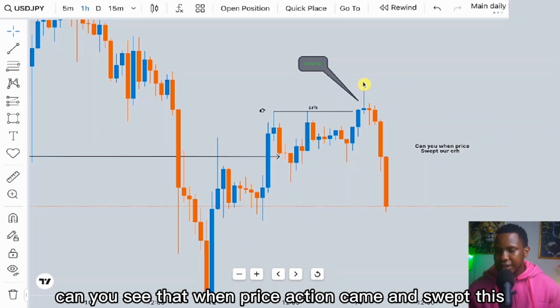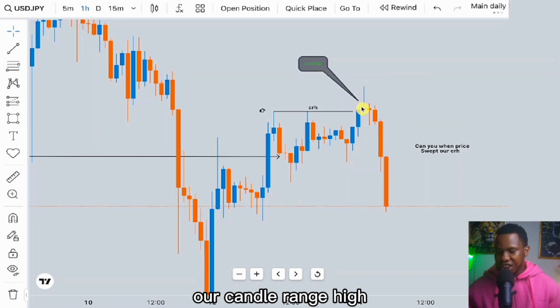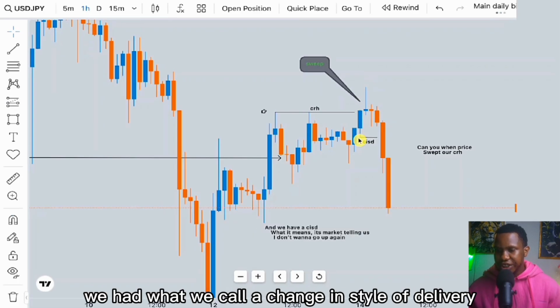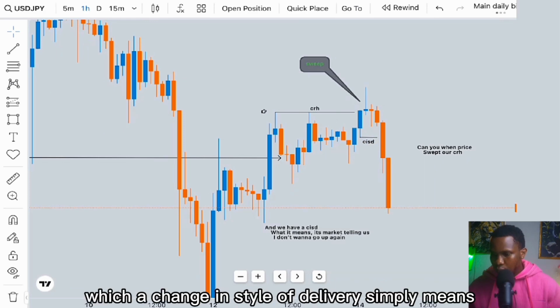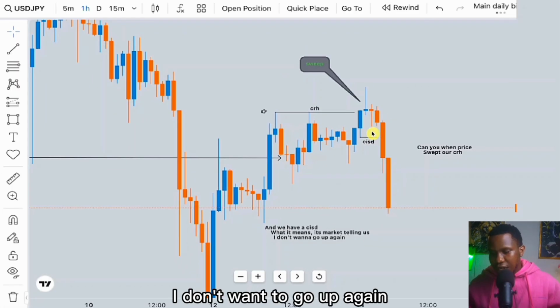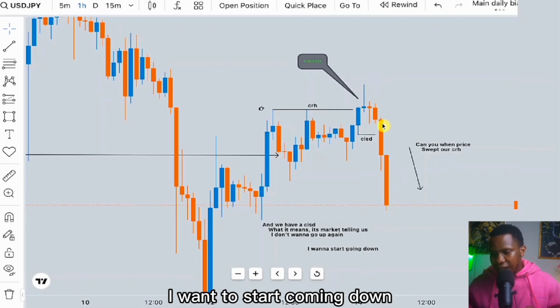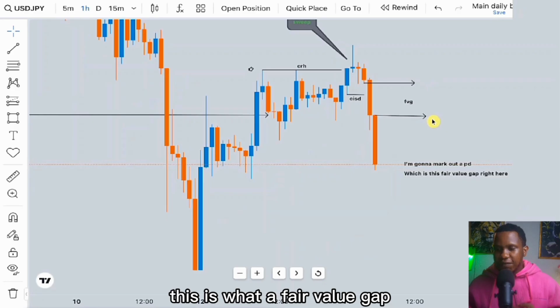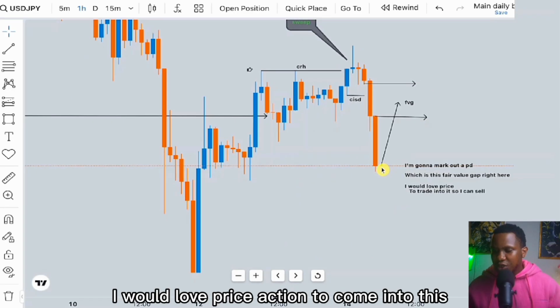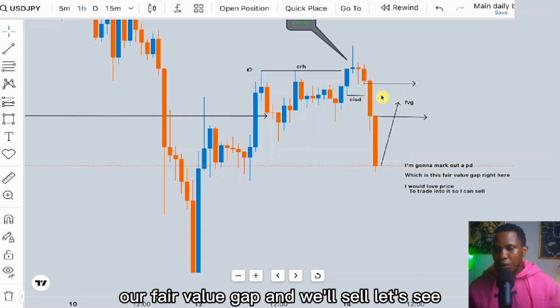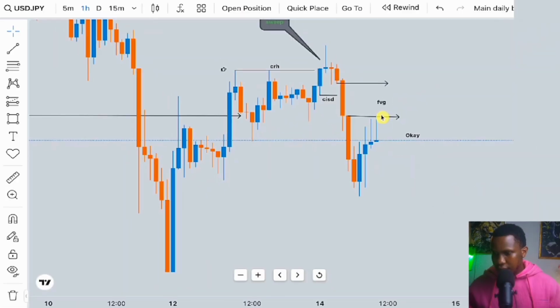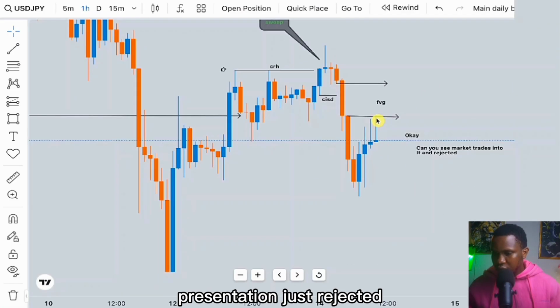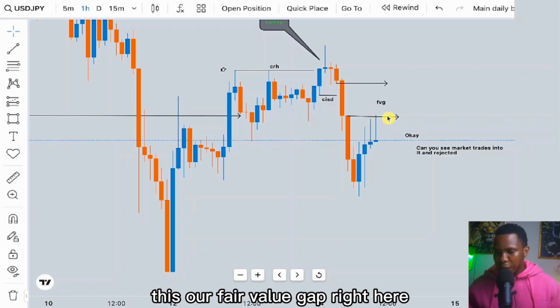Can you see that when price action came and swept our candle range high, we had what we call a change in style of delivery? A change in style of delivery simply means the market is telling us, I don't want to go up again, I want to start coming down. I'll mark out another PDRA. This is a fair value gap. I would love price action to come into our fair value gap and we'll sell. Let's see. Can you see price action just rejected this fair value gap?